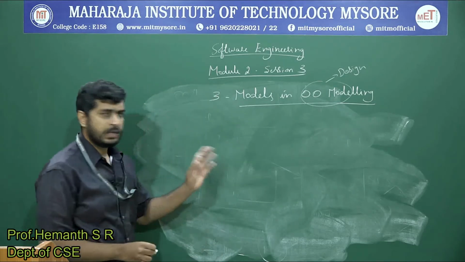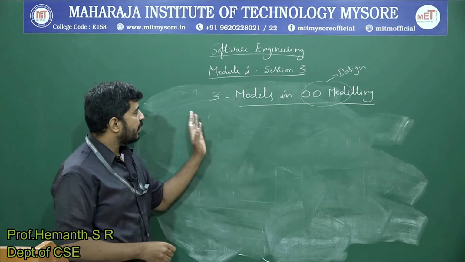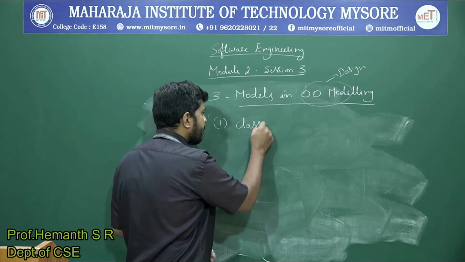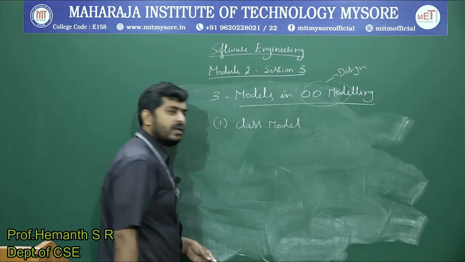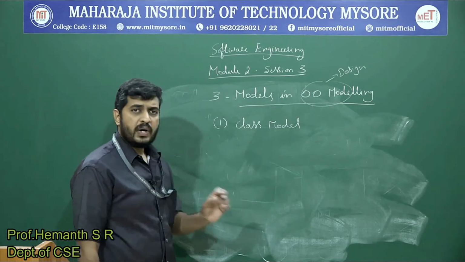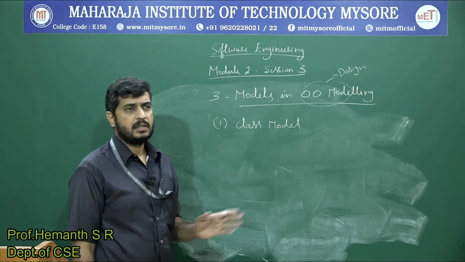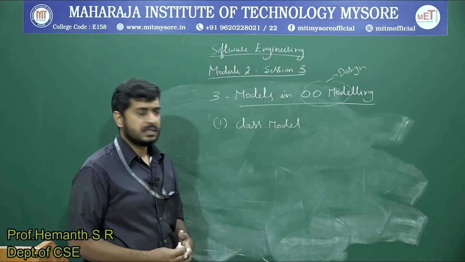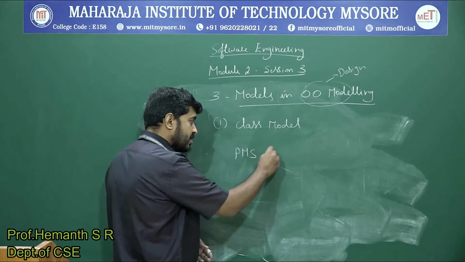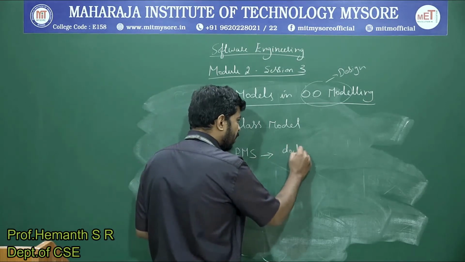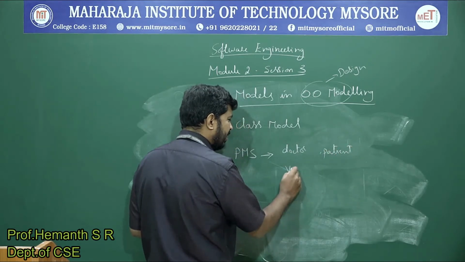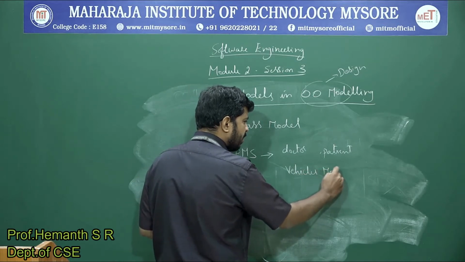There are three popular models, three types of models, not limited to three, many are there, but the ones which are very popular. The first one is the class model. So what is a class model? This was demonstrated in the previous session. Once you identify the real world entities in the client requirement, we create a class. For example, I had taken the patient monitoring system. In the patient monitoring system, the real world objects were doctor, patient, maybe vehicles, medicines.